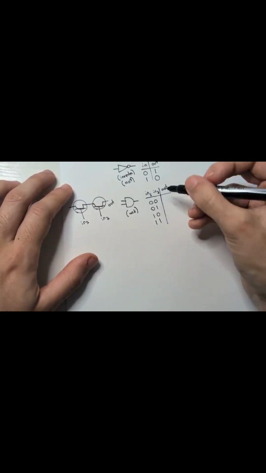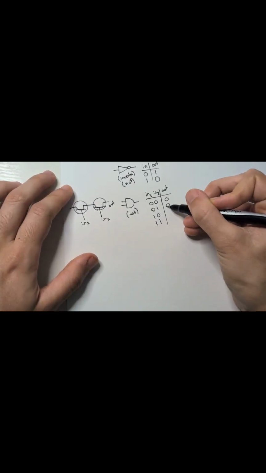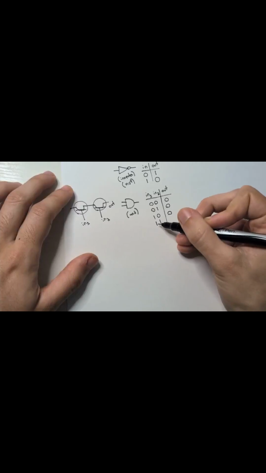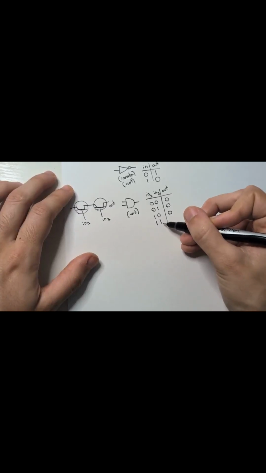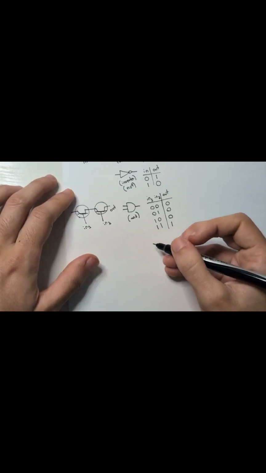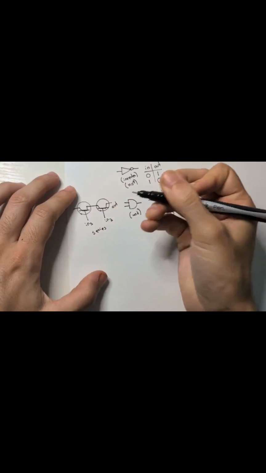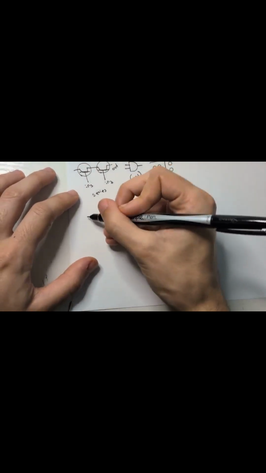So if both of them are off, the output's off. If one of them is off and one of them is on, the output's off. So only if input 1 and input 2 are on, then the output is on. And so these are wired in series. We can also wire them in parallel.